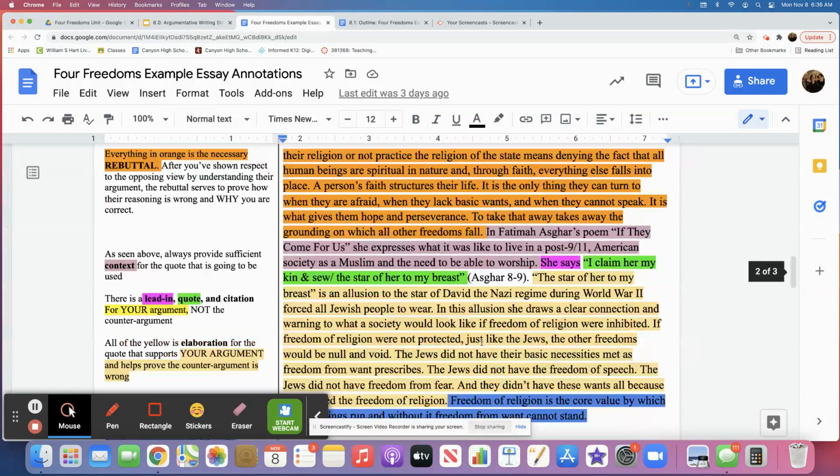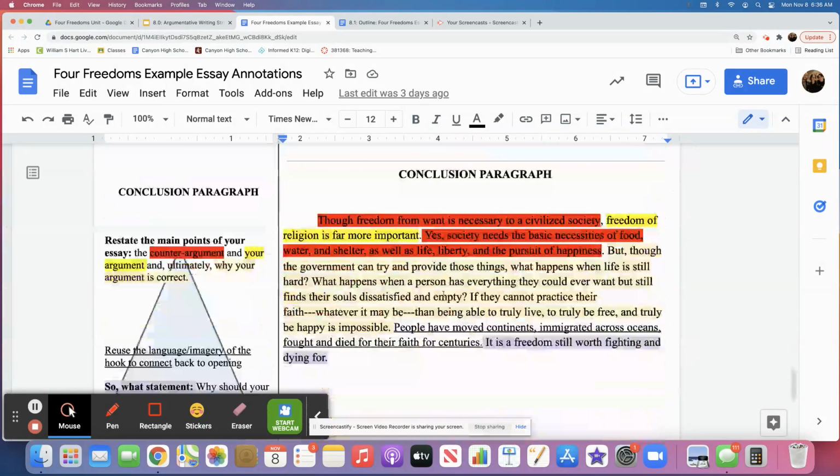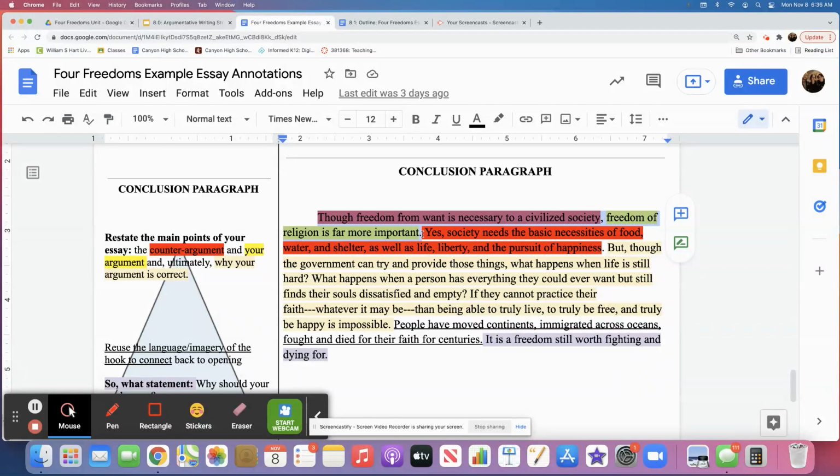So look at how this is reworked in the conclusion paragraph, which is much shorter. So remember, I first have to restate the main points of my essay. Though freedom from want is necessary to a civilized society, freedom of religion is far more important. So I literally have rewritten my thesis statement in a new way. In this sentence, I'm giving some support to the freedom from want, right? Yes, society needs the basic needs of food, water, shelter, as well as life, liberty, and the pursuit of happiness. But I'm restating my main points for why freedom of religion is the most important.